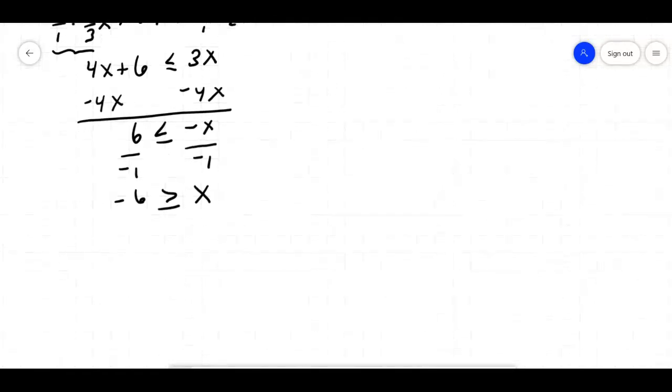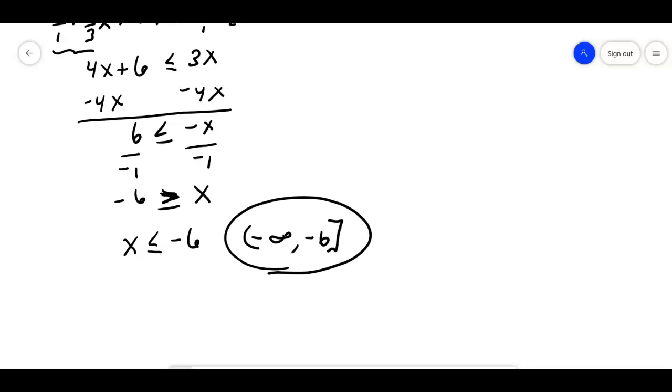Sometimes people get confused on this. When the x ends up on the right side, what you might want to do is switch it around. So keep in mind, it's pointing at the x here. So if I switch it around, it has to be pointing at the x as well. And for some people, it's easier if the x is on the left. So this is saying x is less than or equal to negative 6. And so my answer would look like this.